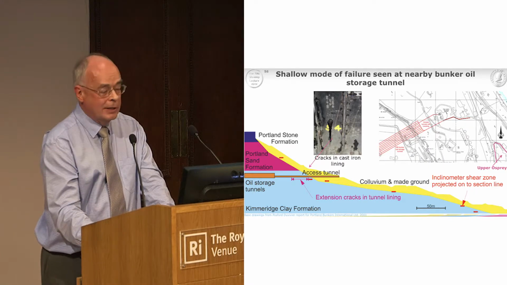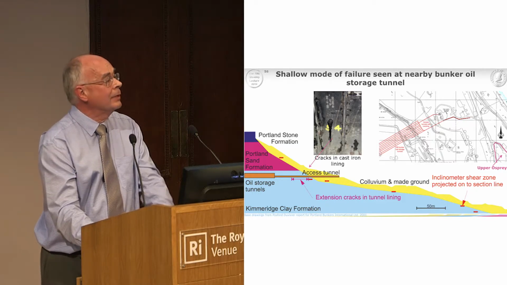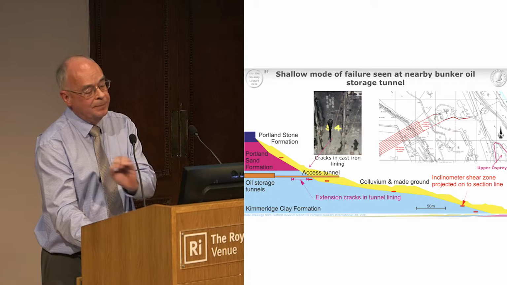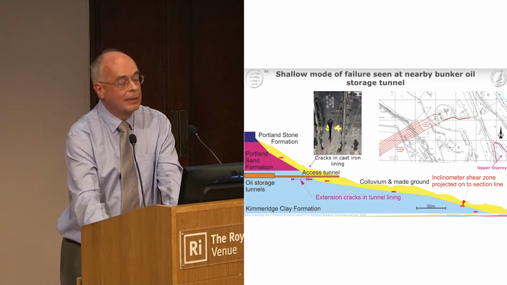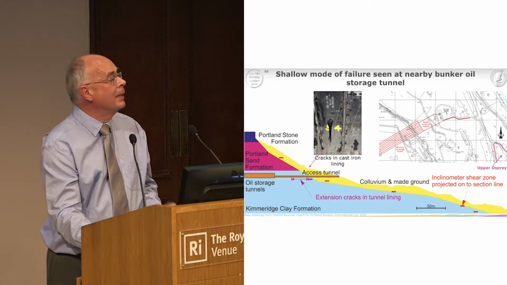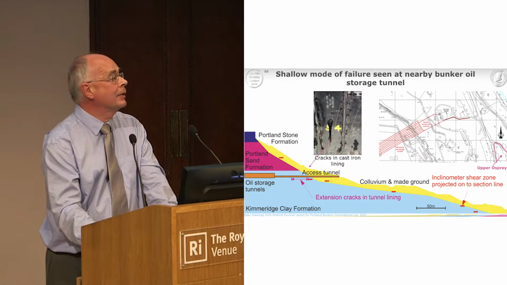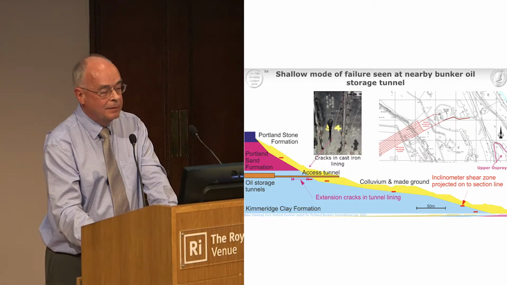And you can see on the cross-section the little red ticks. Those are inclinometer readings where there's a shear zone, and you can see there is a shear probably running along the base of the colluvium. And what appears to be happening is the colluvium is gripping the tunnel and pulling it out from the hill and causing extensional cracking at that interface point.